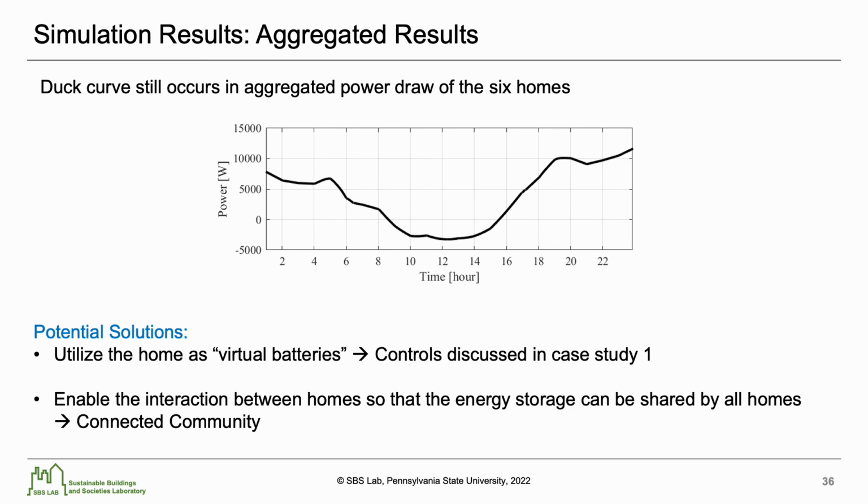On the other hand, the second option uses the power flexibility of each home by charging and discharging its virtual battery. To do so, however, the power flexibility of each home needs to be quantified so that we are able to accurately control the amount of stored energy. Building models can be used to serve that purpose as discussed in case study 1.